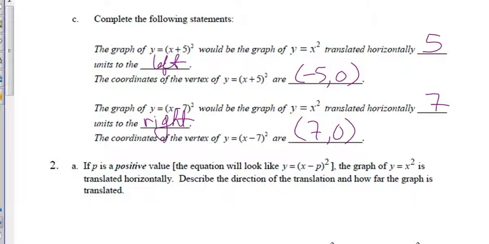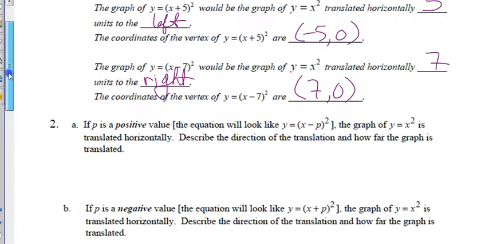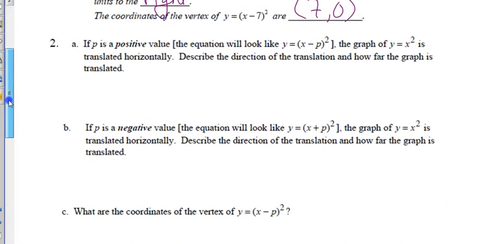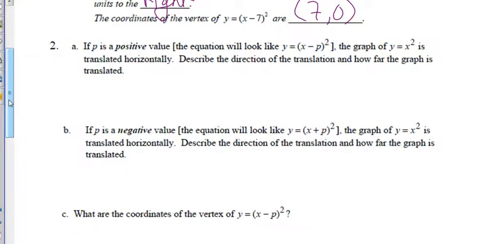If p is a positive value, the equation will look like y equals (x minus p) squared. You're going to see a negative sign there, right? The graph of y equals x squared is translated horizontally. Describe the direction of the translation and how far the graph is translated. To the right, how much?